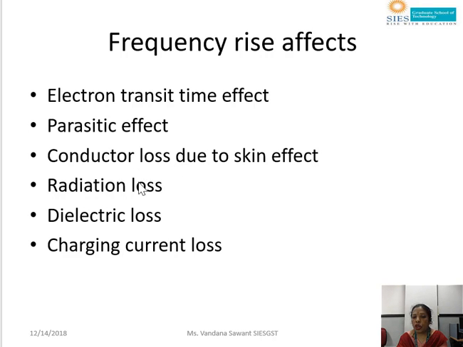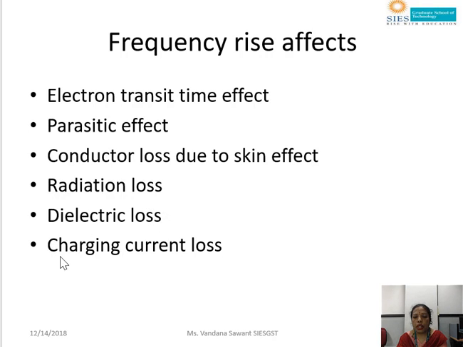The next one is the radiation loss. As the frequency increases, the chances of radiation go on increasing. If we have frequencies in the gigahertz range, then the radiation loss is more. Radiation takes place, and the loss of power due to radiation is called radiation loss. Then the next one is the dielectric loss. We use a dielectric material inside the device, and whatever loss occurs inside this material is called dielectric loss.